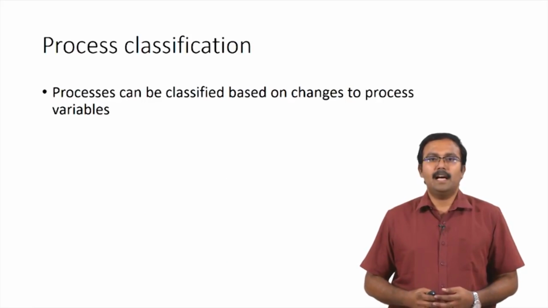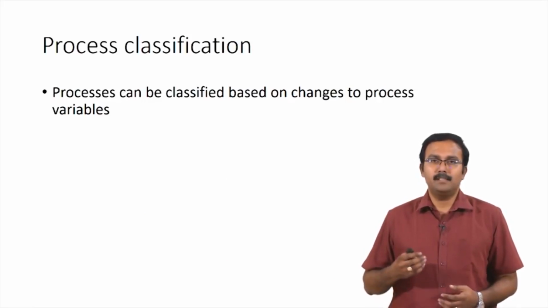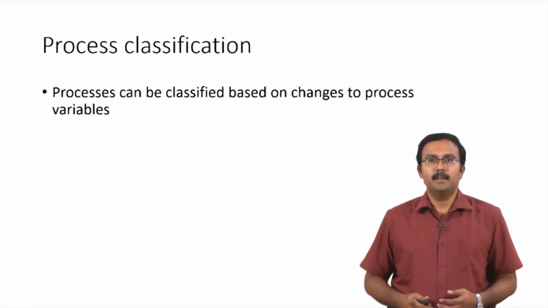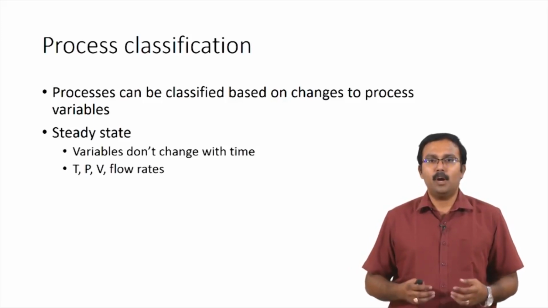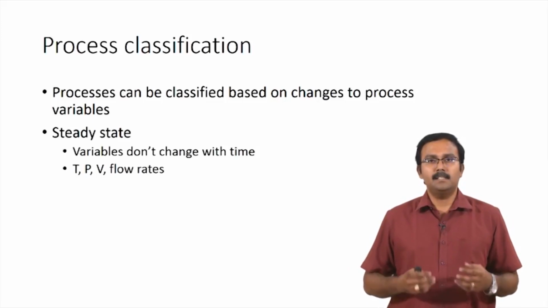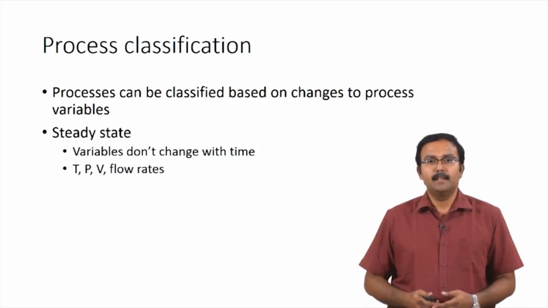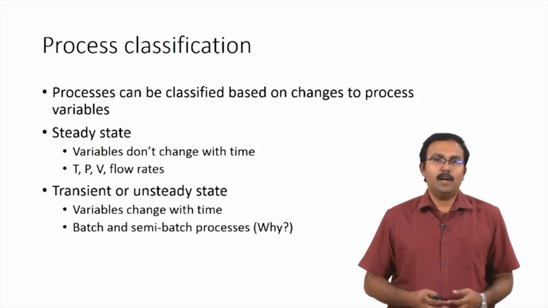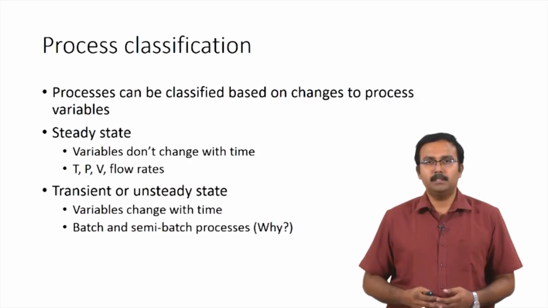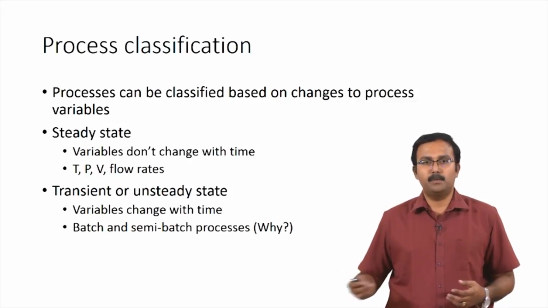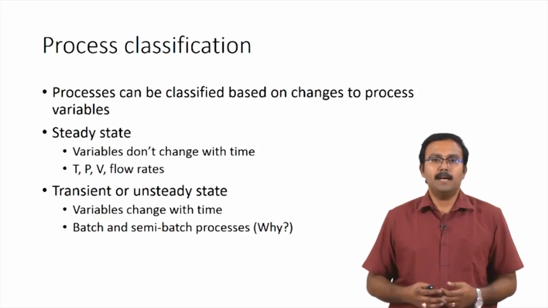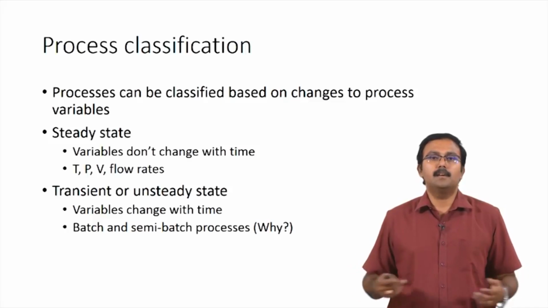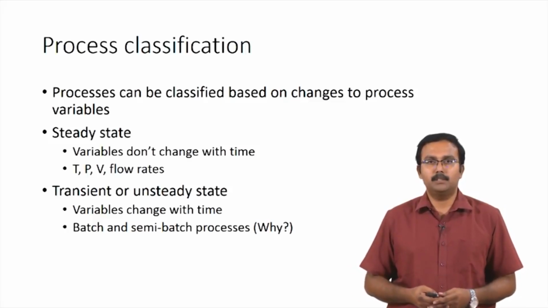Processes can also be classified based on changes to process variables. When the process variables do not change with respect to time, the system is said to be at steady state. The process variables which are looked at are temperature, pressure, volume and flow rates. You can also have transient or unsteady state processes where the variables will change with respect to time. Batch and semi batch processes are almost always transient or unsteady state processes.